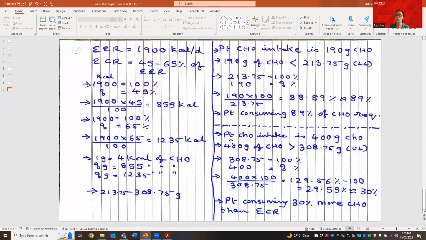Now, similarly, if you had a patient who's having carbohydrate intake as 400 grams, okay, now you know that the maximum amount of carbohydrate recommended for the patient to be consuming is 308.75. All right. So therefore, we use the upper limit for the calculation because what the patient is eating has crossed the upper limit. All right. So now you have 308.75 is 100%. So what is 400? All right. So now again, you cross multiply and this gives you 30%. All right. So the patient is consuming 30% more carbohydrate than the estimated carbohydrate requirement.